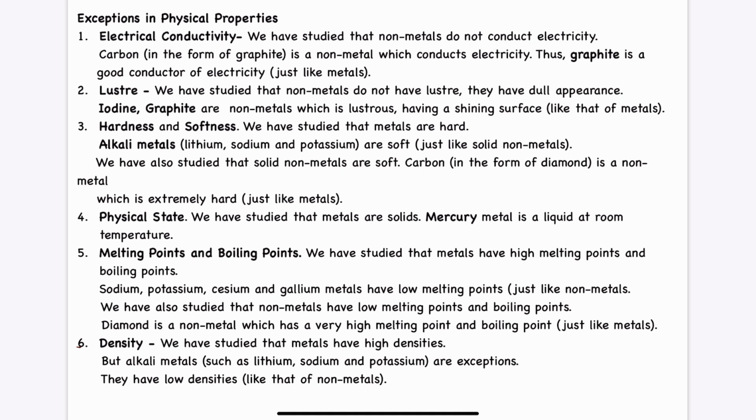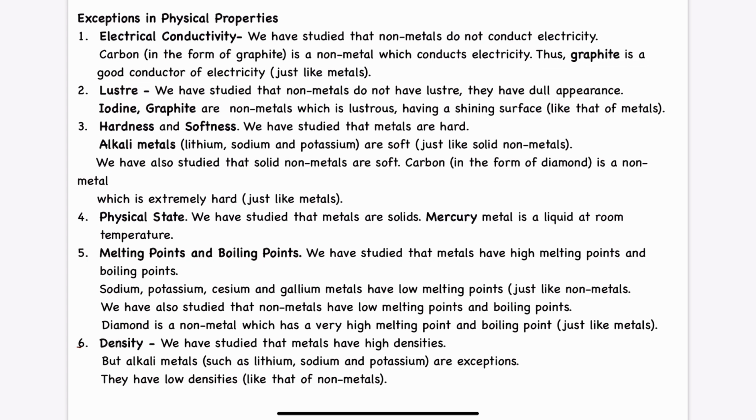So, we have electric conductivity. The exceptions in electric conductivity: we have studied that non-metals cannot conduct electricity, but we have one non-metal, that is carbon in the form of graphite. Carbon in the form of diamond is a non-conductor. Carbon in the form of coal is a non-conductor, right? But carbon in the form of graphite is a conductor of electricity because it has free electrons to conduct the electricity. Thus, graphite is a good conductor of electricity just like metal, but it is a non-metal.